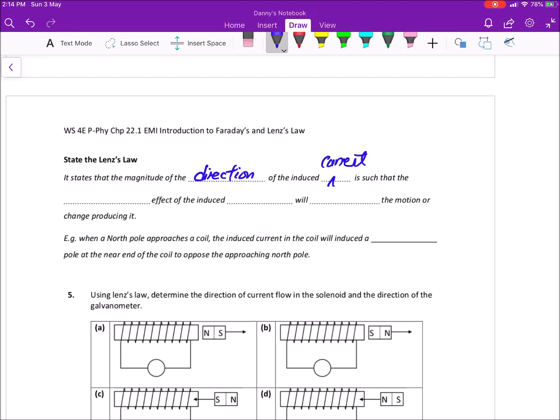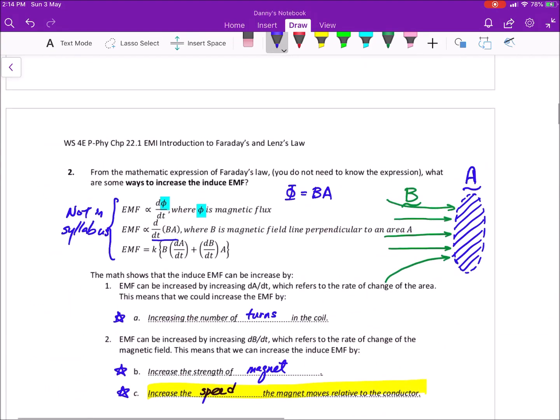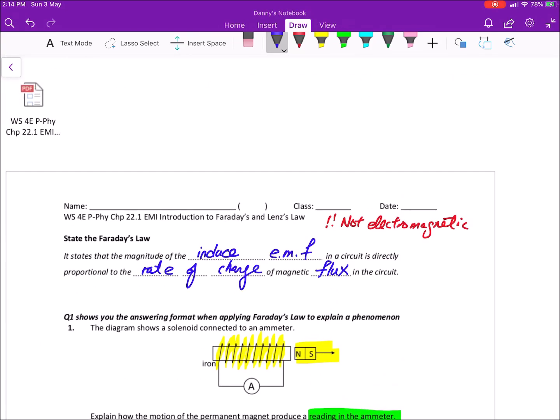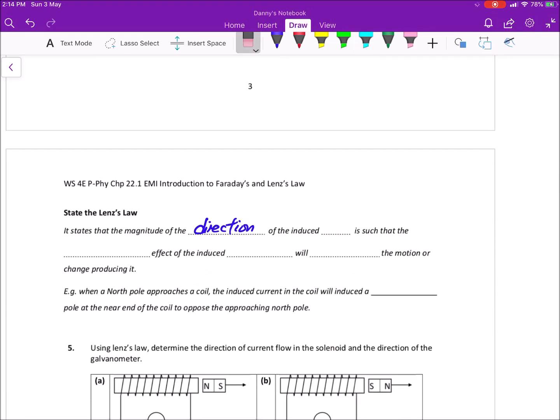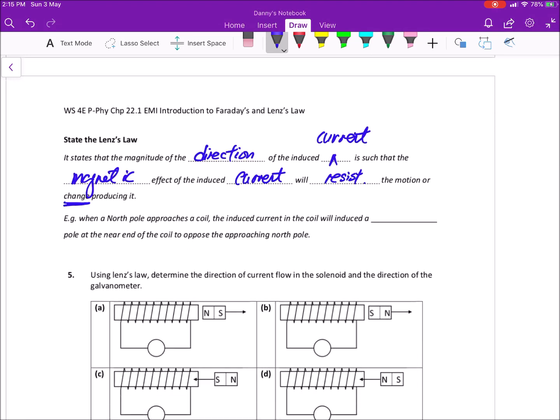So in Faraday's law, please remember, Faraday's law is about the induced EMF, but Lenz's law is about the induced current. Okay, so let me write it down properly for you. It's such that the magnetic effect of the induced current will resist the motion of the change that produces it. So instead of writing the magnetic effect that produces this, they just say the change. It's fine. Okay, just follow this one.